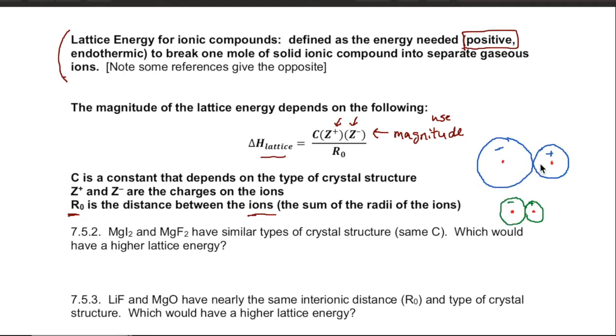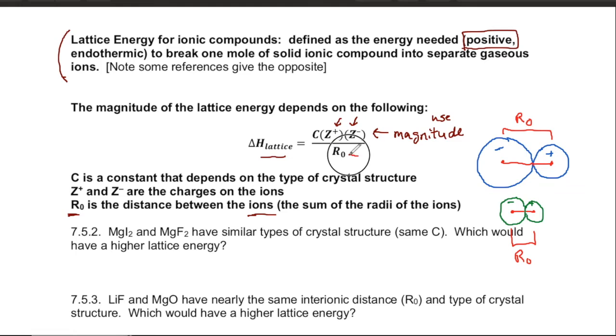So the distance between the ions is counted as the sum of the radii of the ions. So here's from the center to the edge of this cation, and from the center to the edge of this anion. So this is the distance that we're looking at. And that is going to be a larger distance for larger ions than it is for smaller ions. So here we have a set of ions that has a smaller R0 and a set of ions that has a larger R0. And it's going to be harder to break apart the ones with the smaller R0.